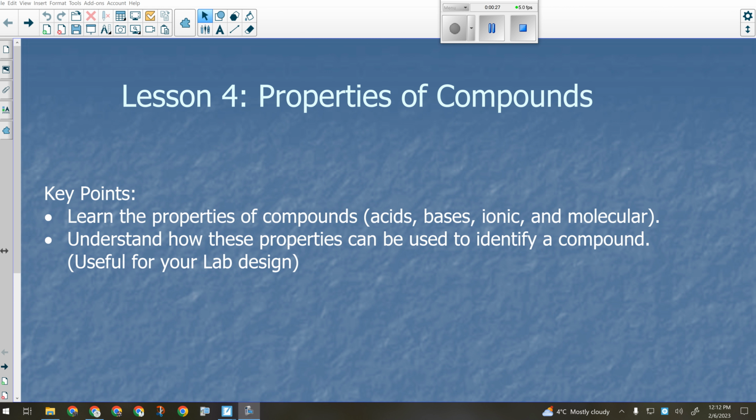Okay, so on Wednesday, you are going to be performing a lab where you will get about a dozen unknown compounds. Okay, and you will have to perform some tests to figure out what their physical properties are. Right? What are physical properties? What are some examples of physical properties?